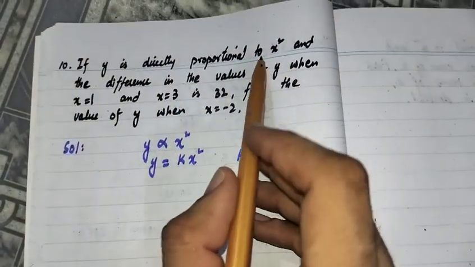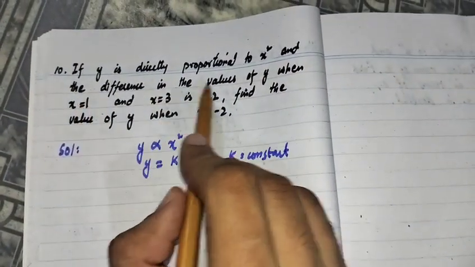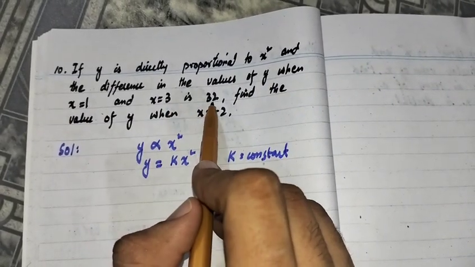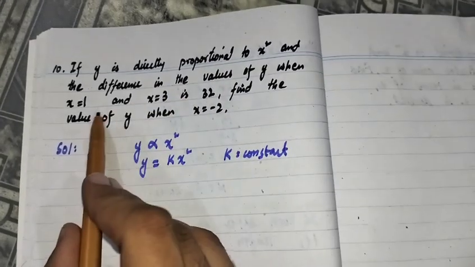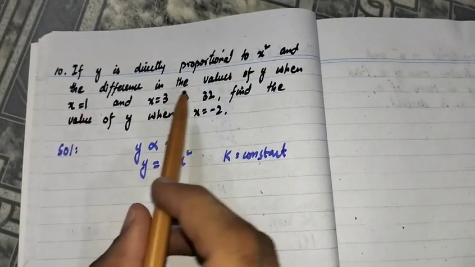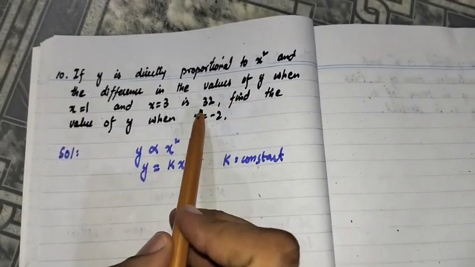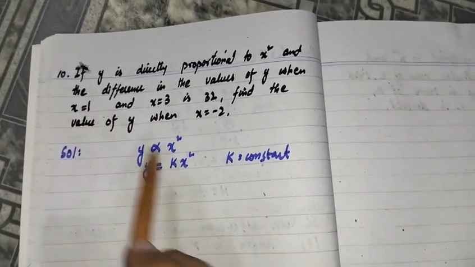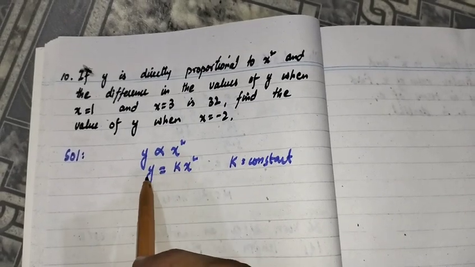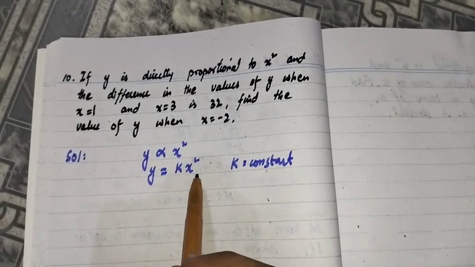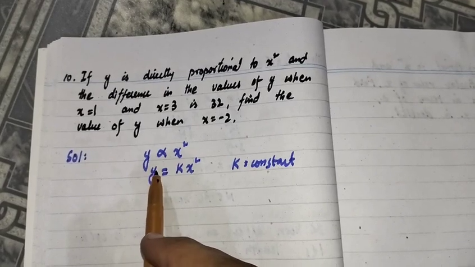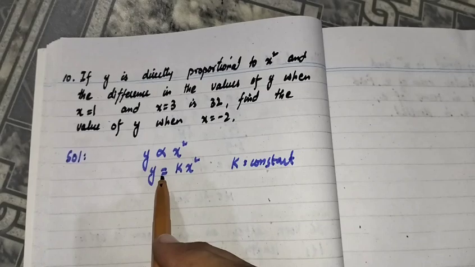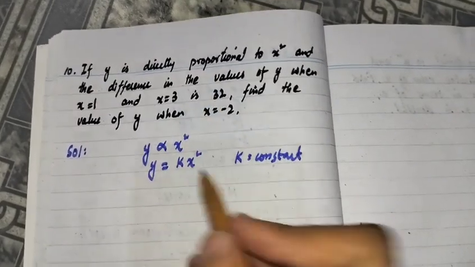To find the value of k, the given information is that the difference in the values of y when x is equal to 1 and x is equal to 3 is 32. It means that the difference in the value of y is 32 when x is equal to 1 and x is equal to 3. When x is equal to 1, there will be some value of y. When x is equal to 3, there will be some value of y. So the difference in both the values of y is 32.